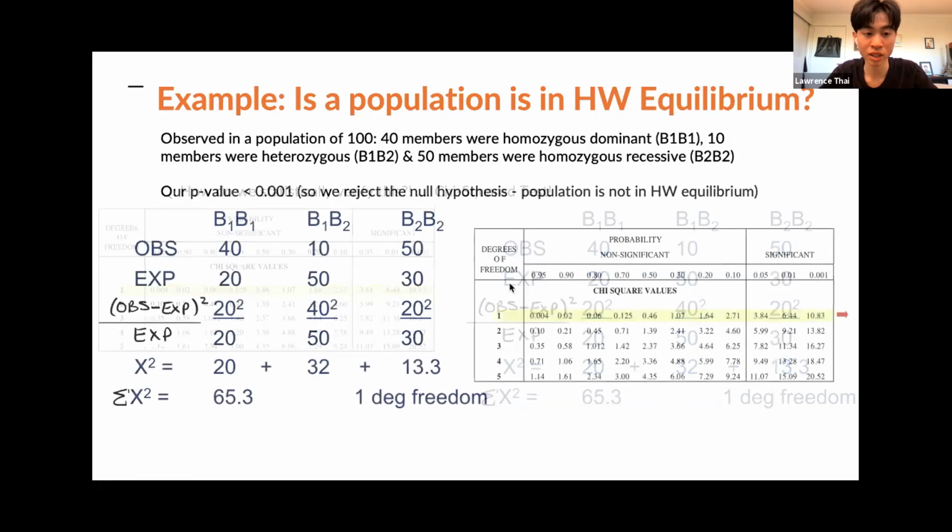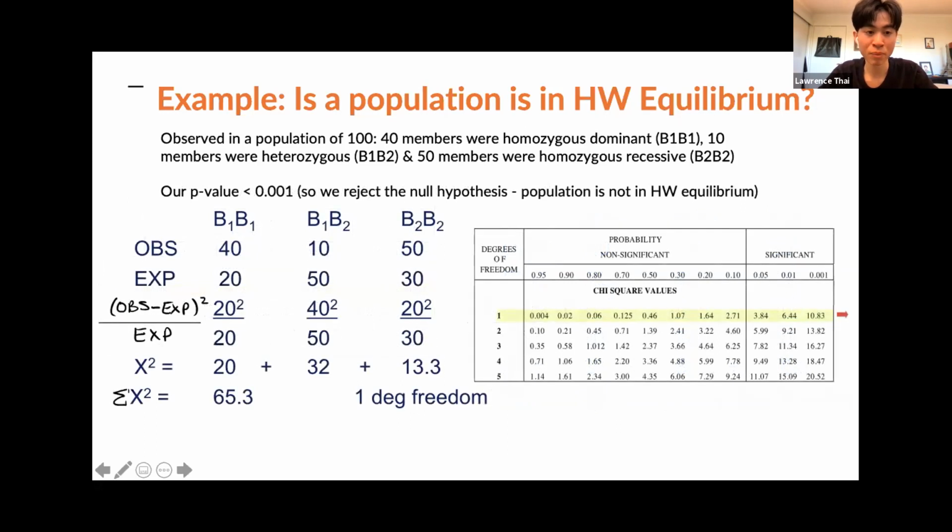So what does that mean? That means because it's further along, for 65.3 the p-value is going to be smaller than 0.001, which means our probability is significant, so we reject the null hypothesis. And what that means is these numbers that we see are not in Hardy-Weinberg equilibrium.